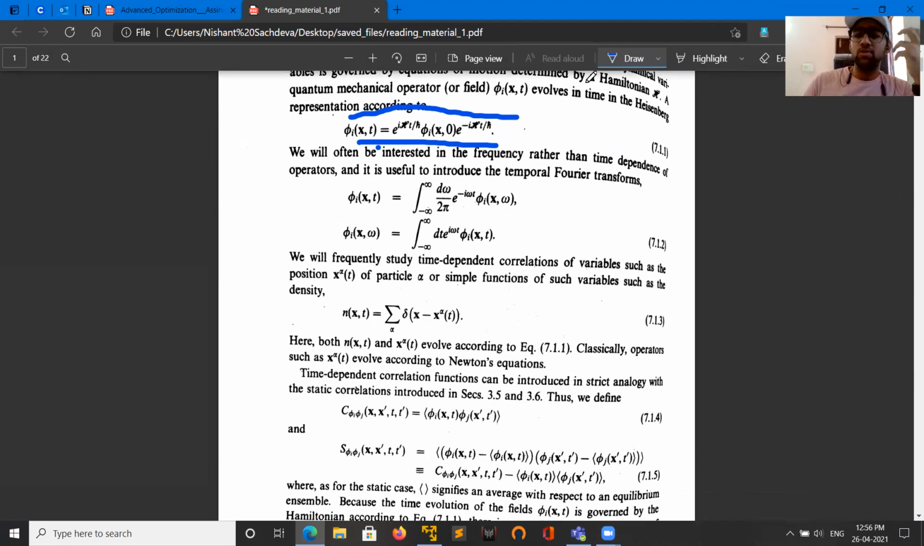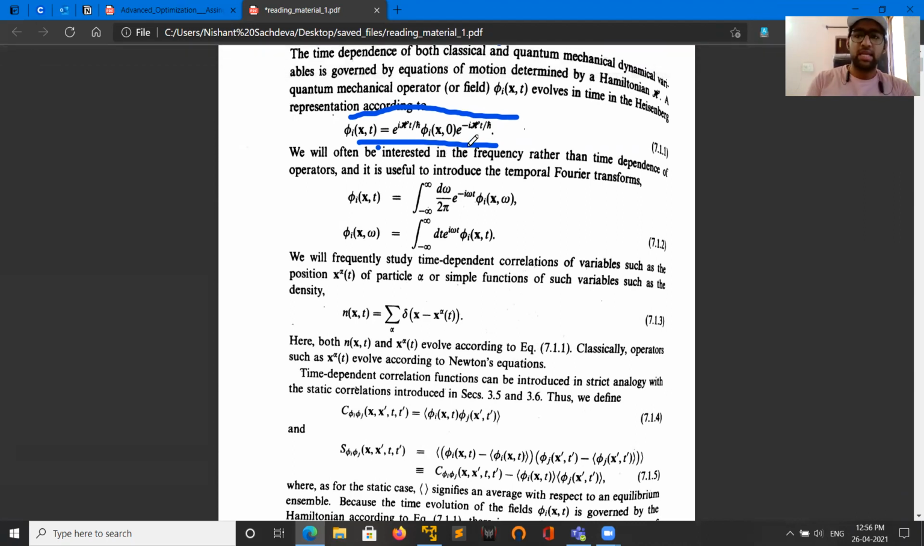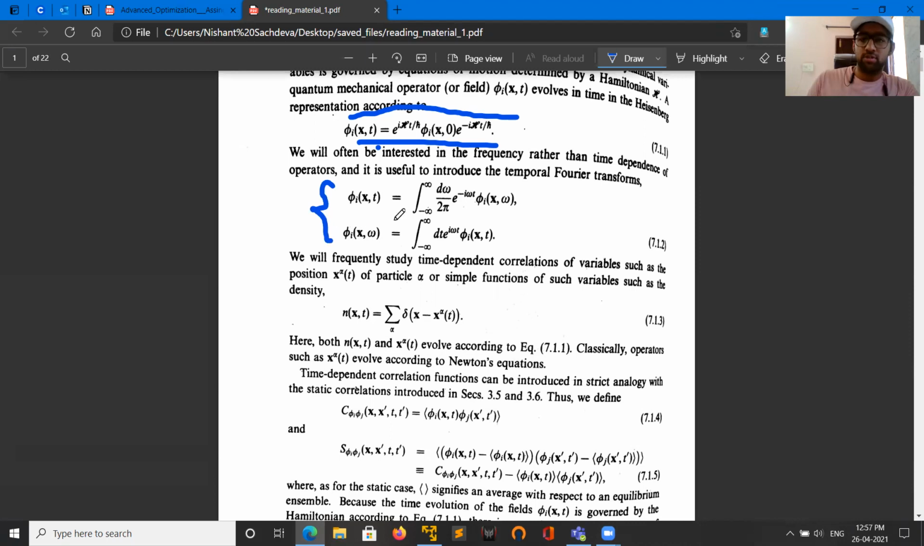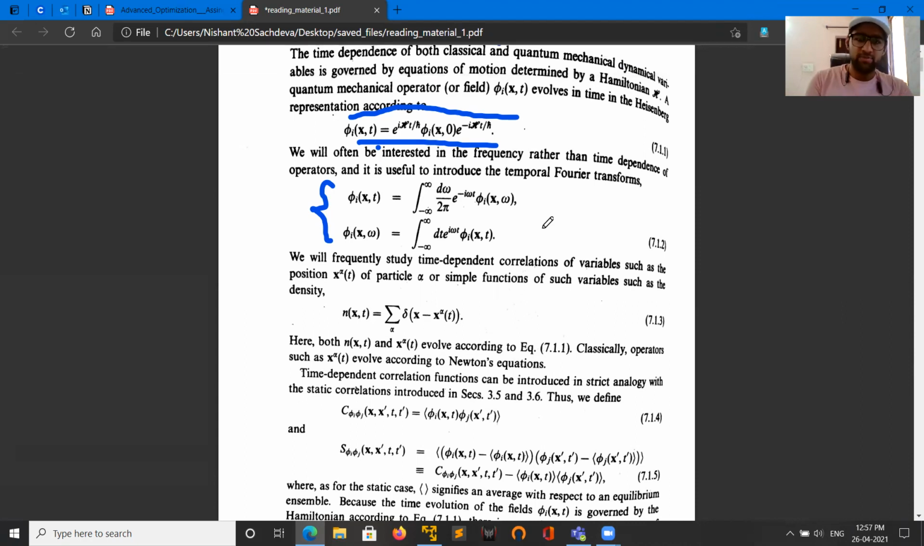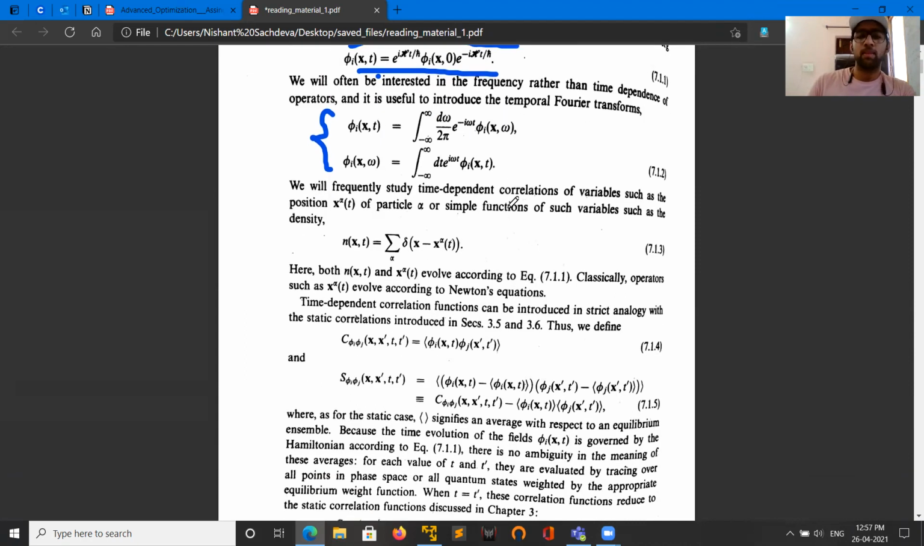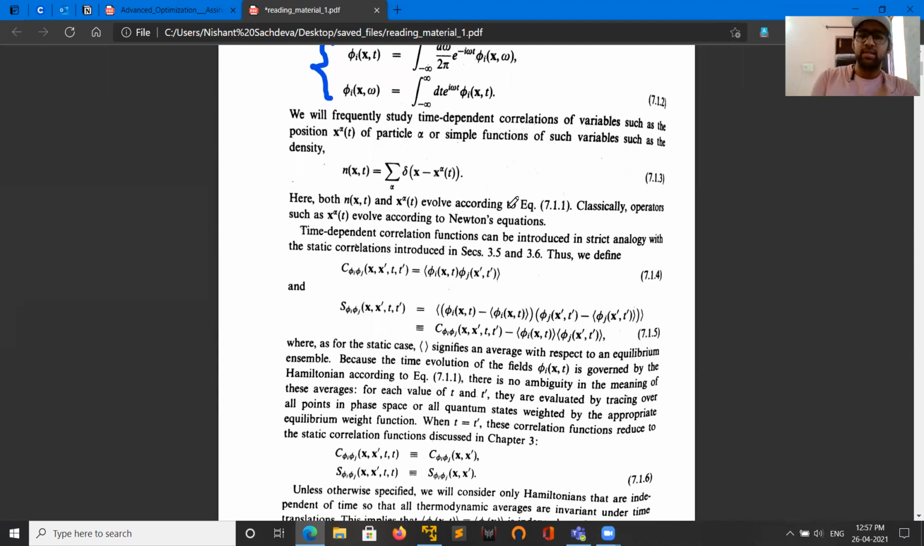Now, we will often be looking at the frequency rather than the time dependence of these operators. And when we think of frequency, normally what comes to our mind is the Fourier functions. That's what these are. We will be converting the time operators into the frequency variable and back and forth. We will frequently take a look at these time dependent correlations, and the variables will normally be like a distance or, let's say, density, one of those.